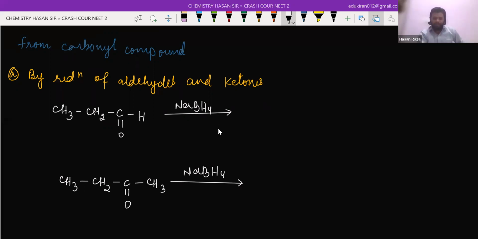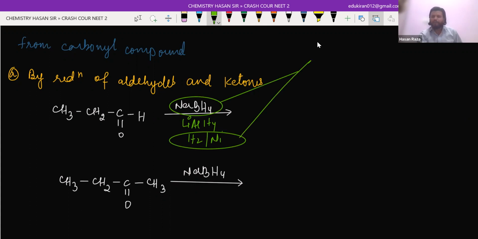This is a reducing agent. Either you can use sodium borohydride, or you can use LiAlH4, or you can use H2 in the presence of palladium or nickel. First of all, the first and third ones are mild reducing agents, and this one is a strong reducing agent. In the same way, you can use it here as well.